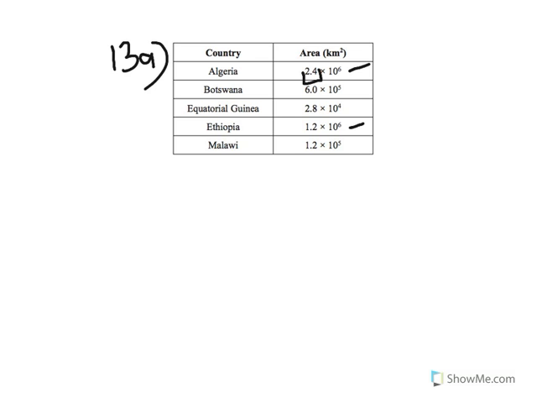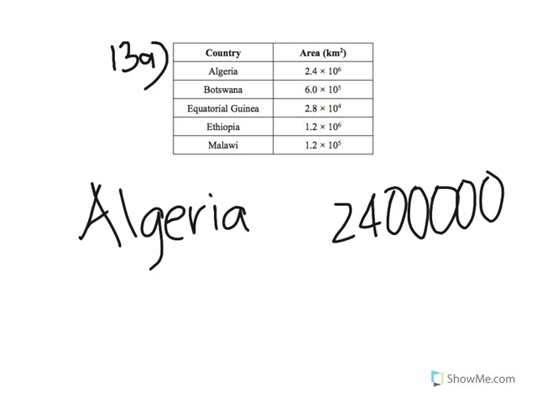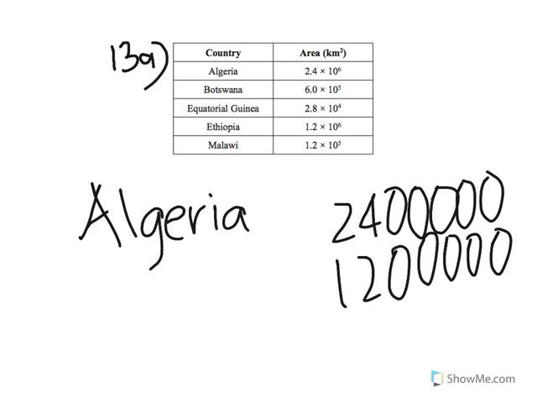So now you have to look at these two numbers separately. If you look at which number is larger, that will be the larger area. Algeria has the largest area, since 2.4 is greater than 1.2. So 2.4 times 10 to the power of 6 will be 2,400,000, whereas this will only be 1,200,000. That's a smaller number than 2.4 times 10 to the power of 6. So Algeria is your answer.